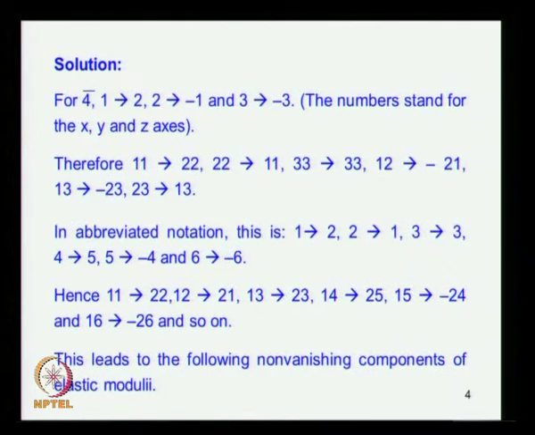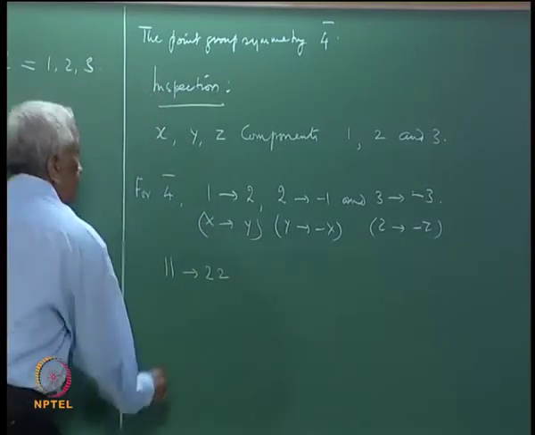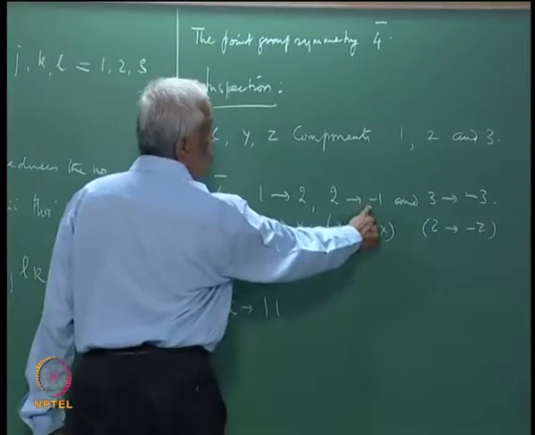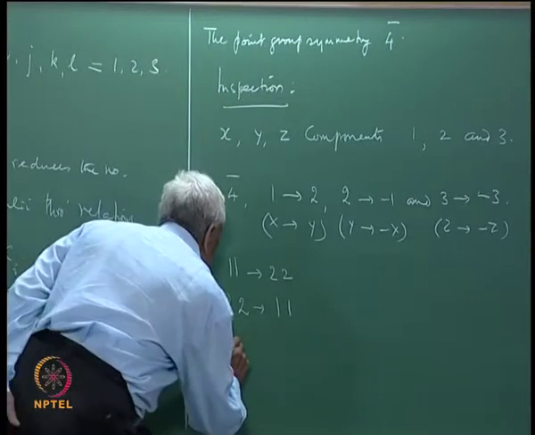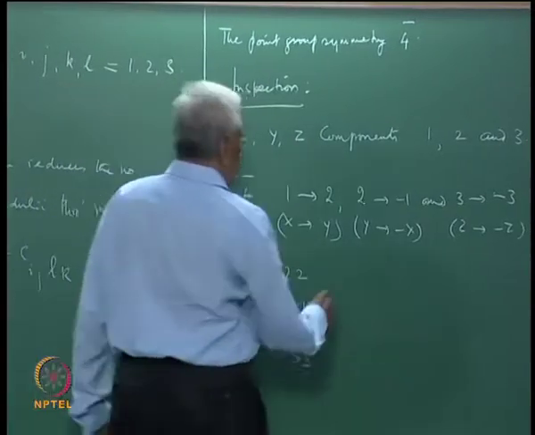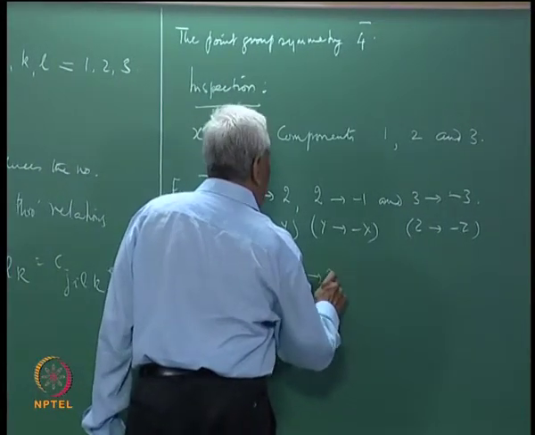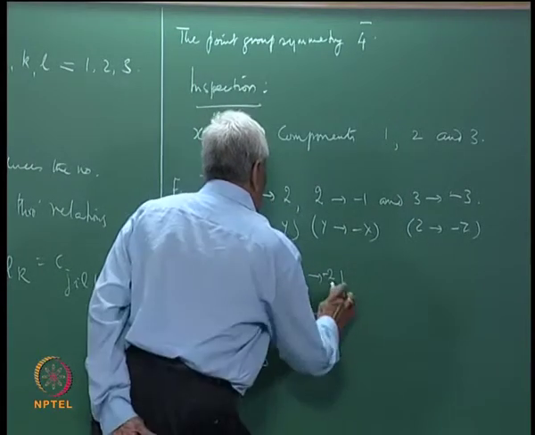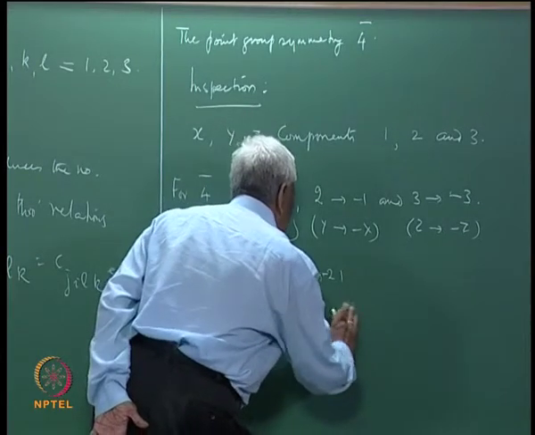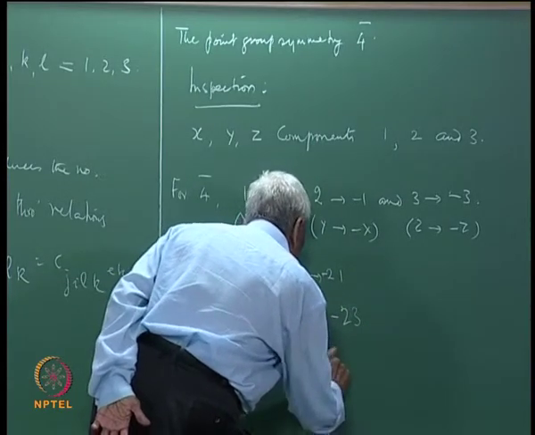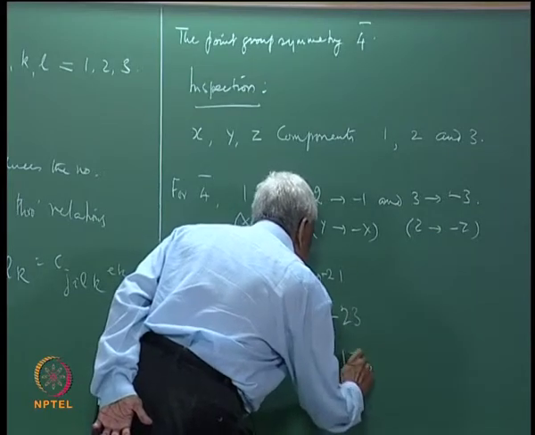Therefore, when you have a component like sigma 11, that will become 22, and sigma 22 will become 11, because there are 2 negatives. 33 will become also 33, and 12 will become minus 21, 13 will become minus 23, and then 23 will become 13.